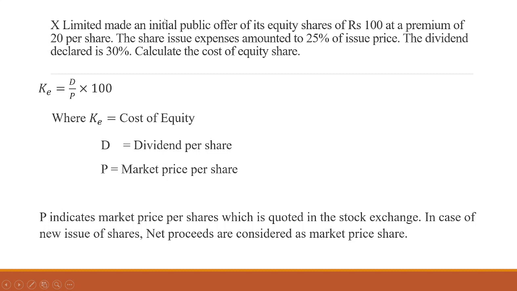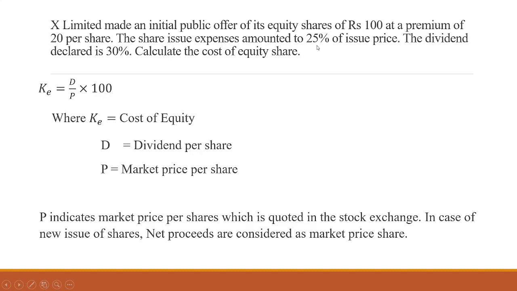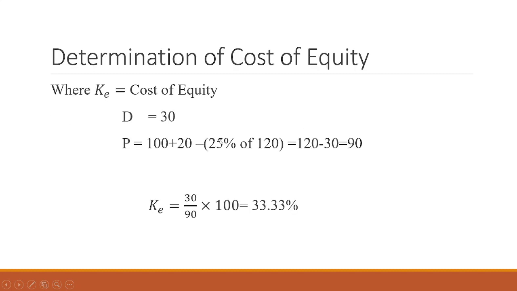In this case, it is the initial public offer, so the market price of the shares is not yet known. So we can take P as the net proceeds per share. Now dividend is equal to 30. For the net proceeds, the face value of the share is 100 and it is issued at a premium of 20. So 100 plus 20, 120, minus the issue expenses. Issue expenses are 25% of the issue price, so 25% of 120. So 100 face value plus premium 20 minus issue expenses.